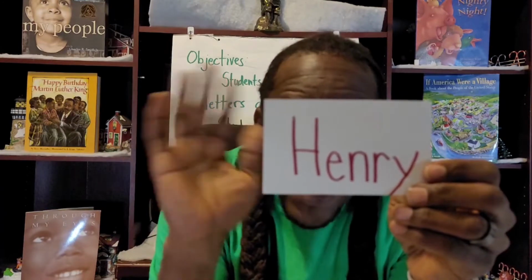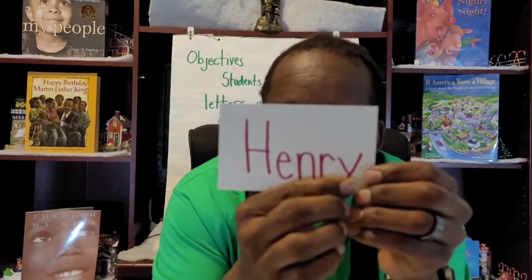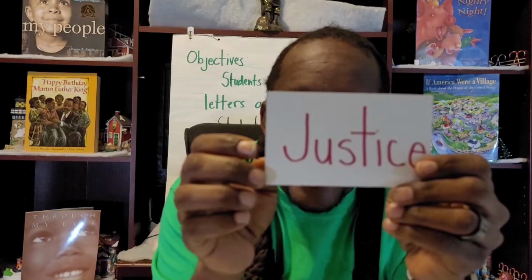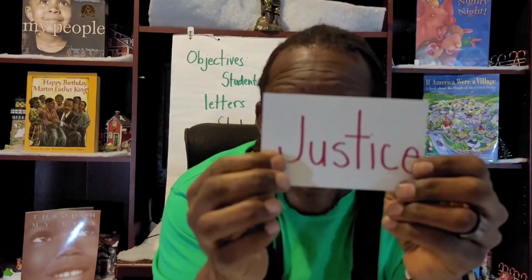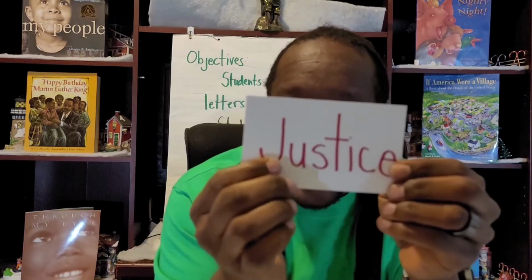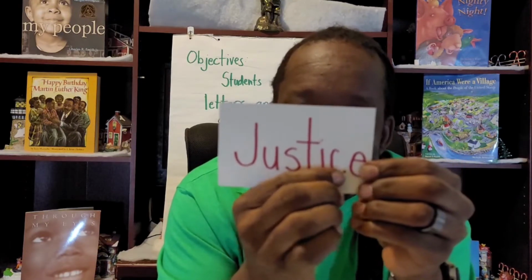And whose name is this? Henry. Hey, baby Henry. Let's spell, what letter does Henry start with? A capital H. Let's spell Henry. Henry. And whose name is this? Justice. Hi, Justice. Let's spell Justice's name. Starts with a J, correct? Justice.